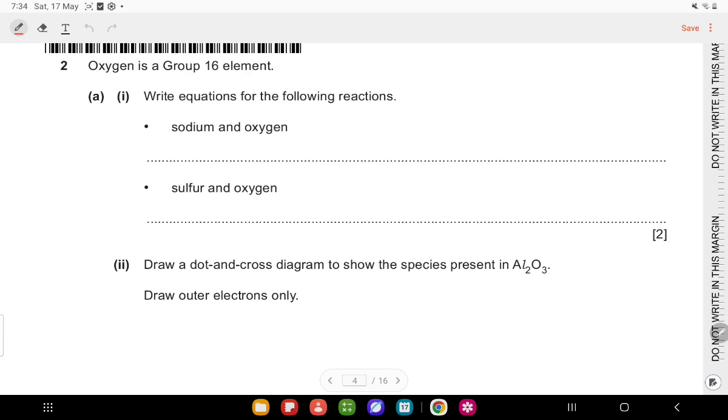Question number 2. Oxygen is a group 16 element. Write equations for the reaction between sodium and oxygen. Sodium plus oxygen, which is diatomic, to form Na2O. And sulfur plus oxygen O2 to form sulfur dioxide.